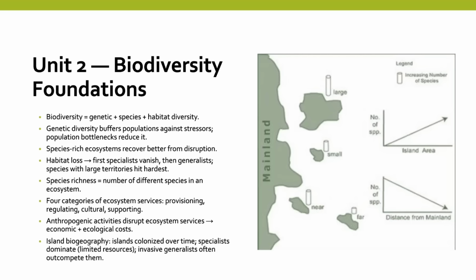Habitat loss kills specialists first, then generalists, then big territory species. 4 ecosystem service categories exist: provisioning, regulating, cultural, and supporting. Island biogeography states that small islands favor specialists, and invasive generalists usually outcompete them.